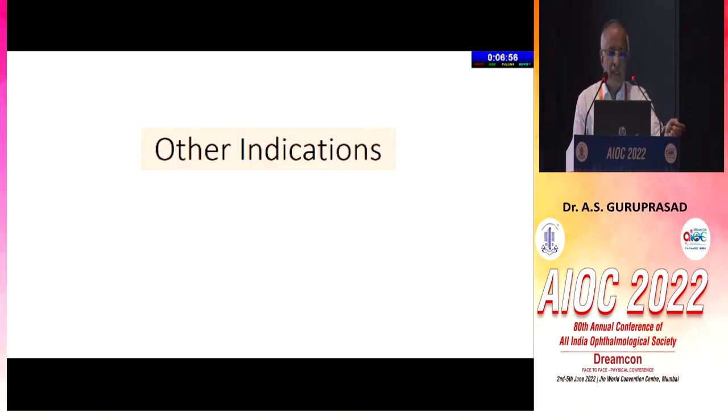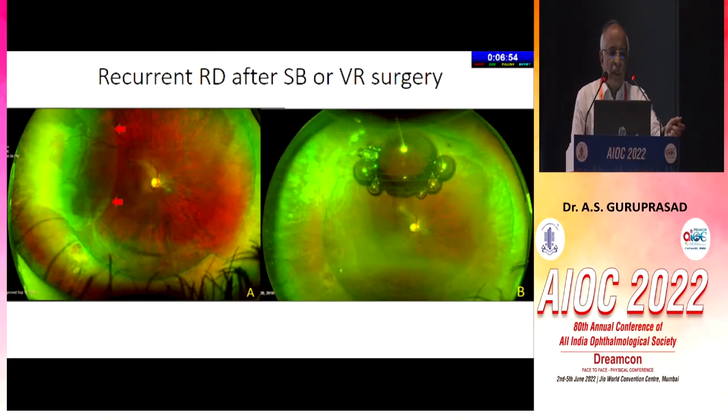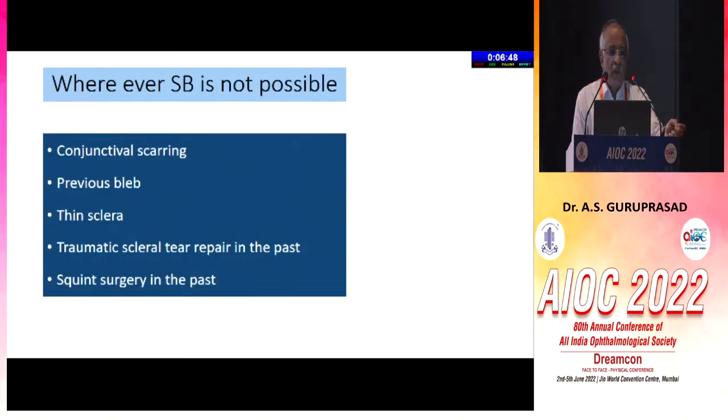The other indications for pneumatic retinopexy would be recurrent RD after scleral buckling or VR surgery, and wherever scleral buckling is not possible, for example, in a congenital scarring case, which can be after a previous bleb, or a thin sclera, or due to scleritis, or due to traumatic scleral tear repair in the past, or a squint surgery in the past.